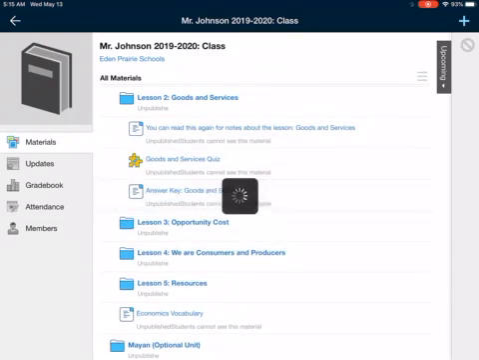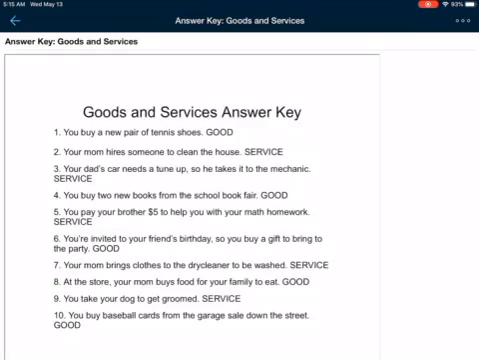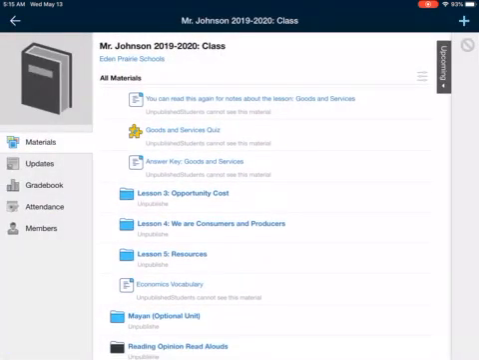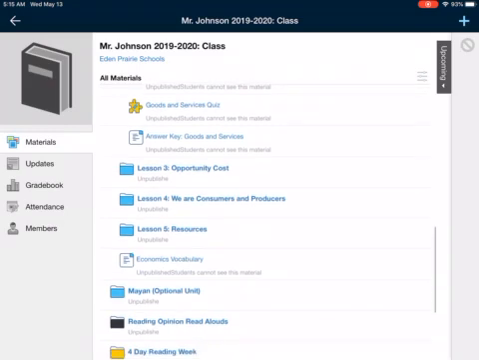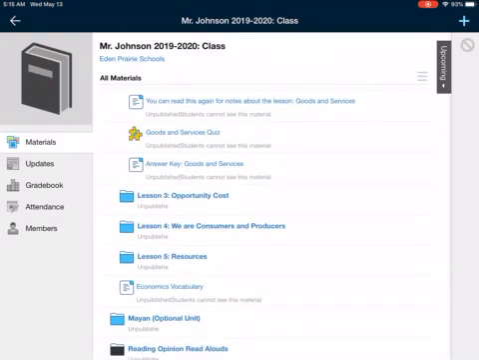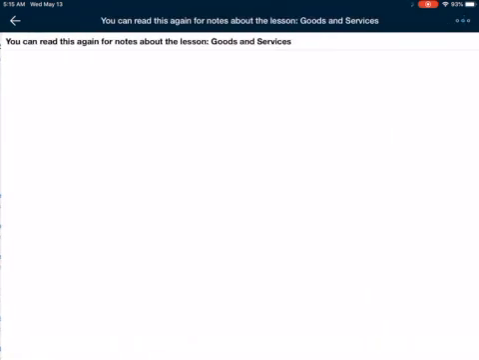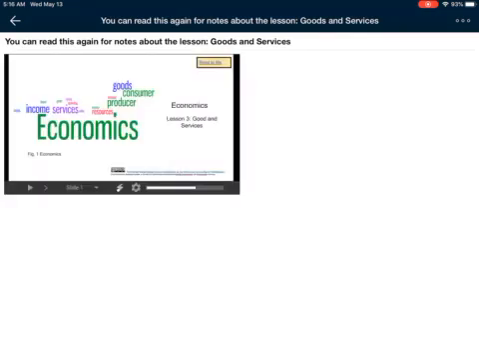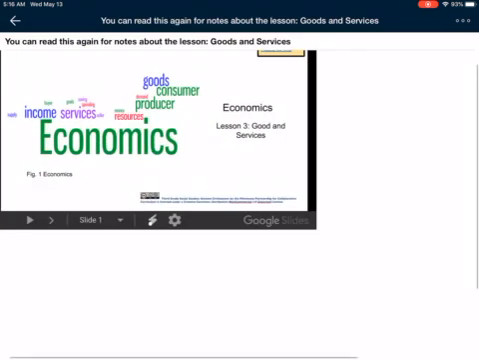When you go into this today, you're going to see that there's 3 parts to it. You can read this again for notes about the lesson, goods and services. And then something a little different today, we're going to have a goods and services quiz. And then there's an answer key there also. But we're going to open this up. So remember, I'm going to be just reading through the slideshow, but you can always go back and reread it again after you're done watching this.